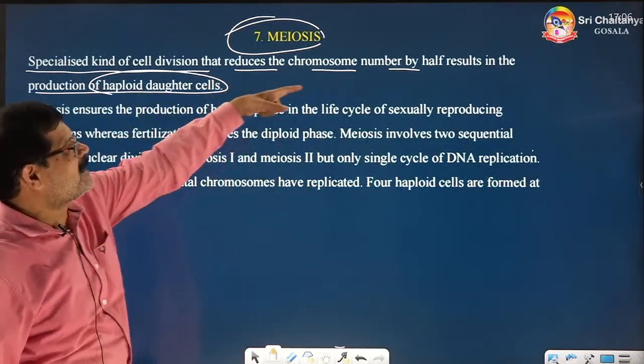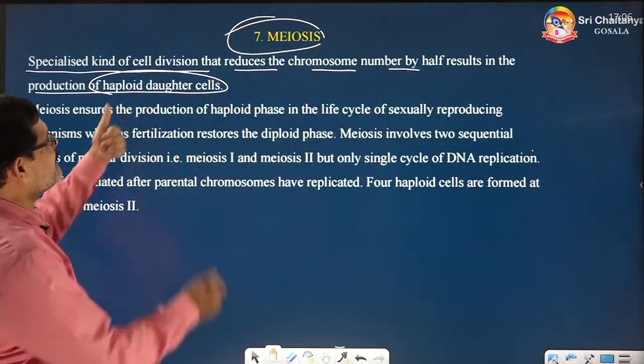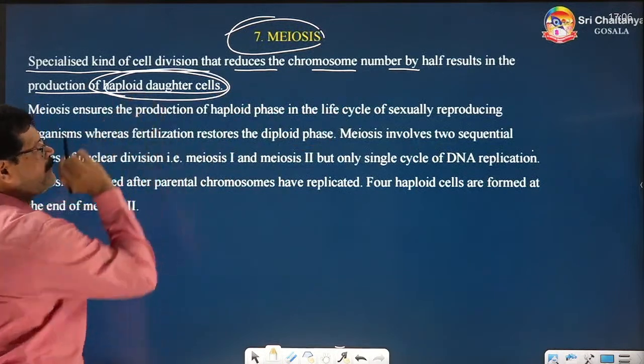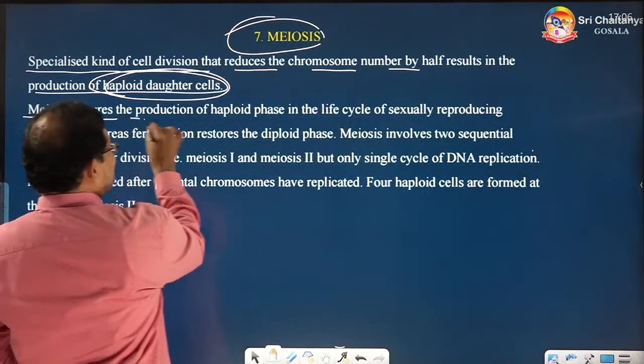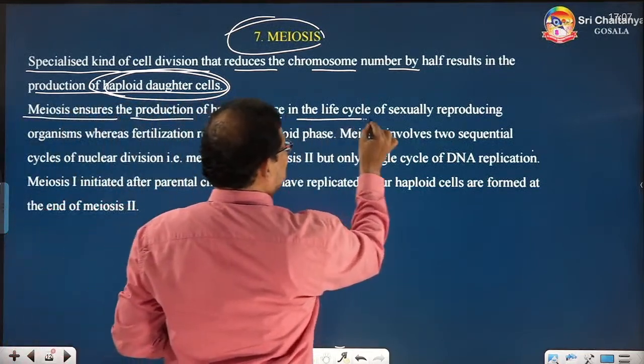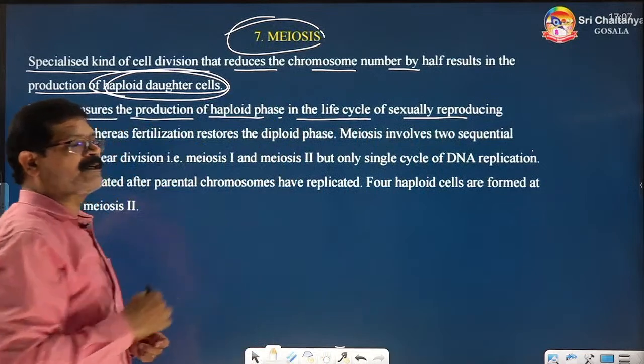Now the 2n has half the result and it is called haploid; daughter cells will be produced. That is the first point. Next one, meiosis ensures the production of a haploid phase in the life cycle of sexually reproducing organisms.